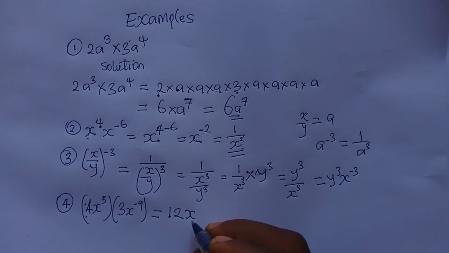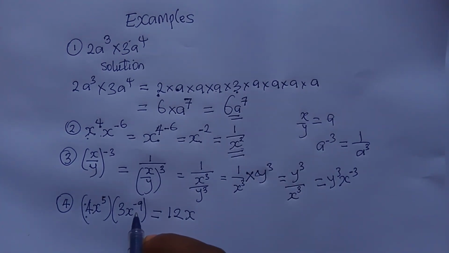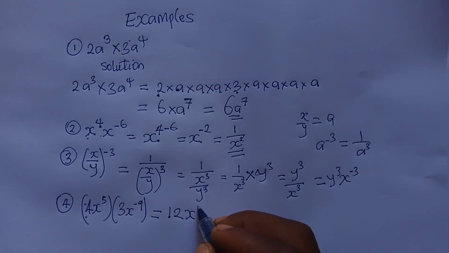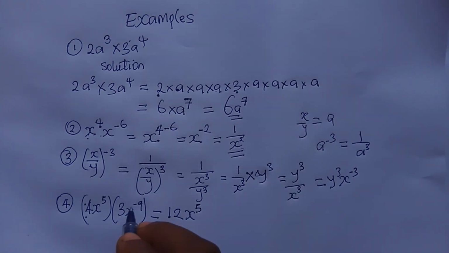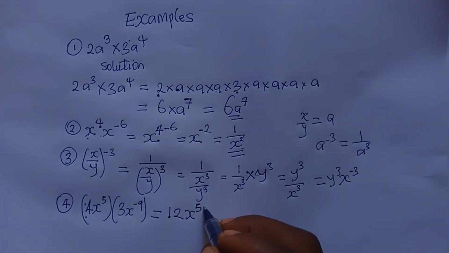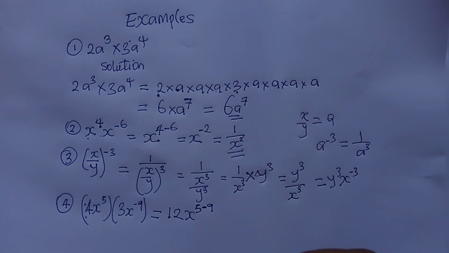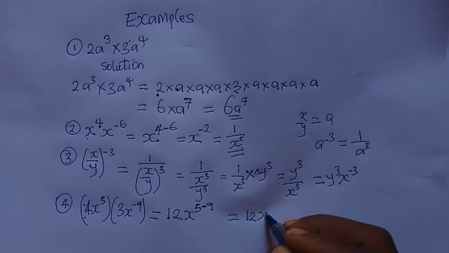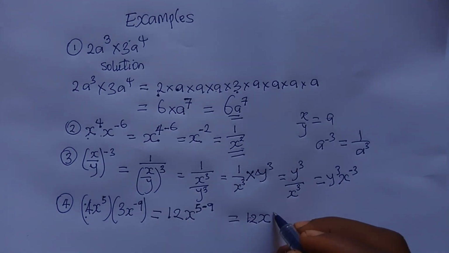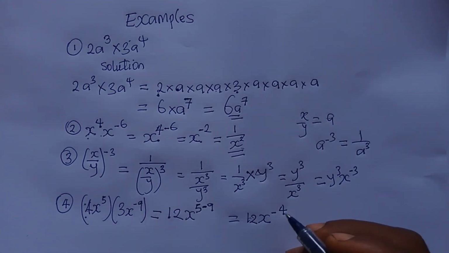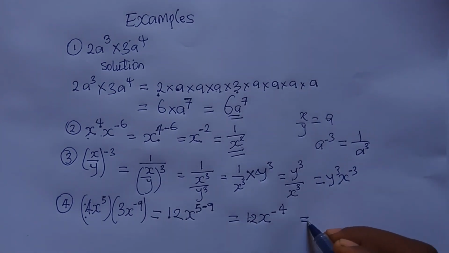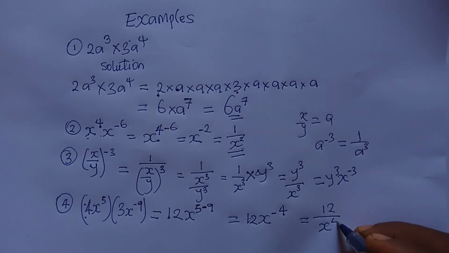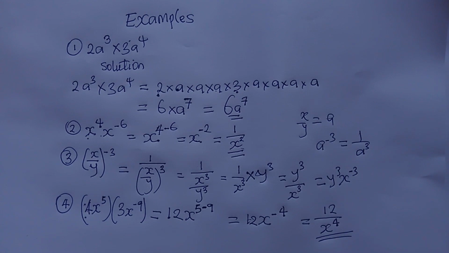Then multiply by x. Remember, since x is multiplying x, from what we know in the multiplication law, it's going to be 5 plus this other exponent, and this other exponent is minus 9. So 5 plus minus 9 is the same as 5 minus 9. Therefore, we're going to have 12x raised to power 5 minus 9, which is minus 4. So the answer will either appear in this form, or it will be 12 all over x raised to power 4.